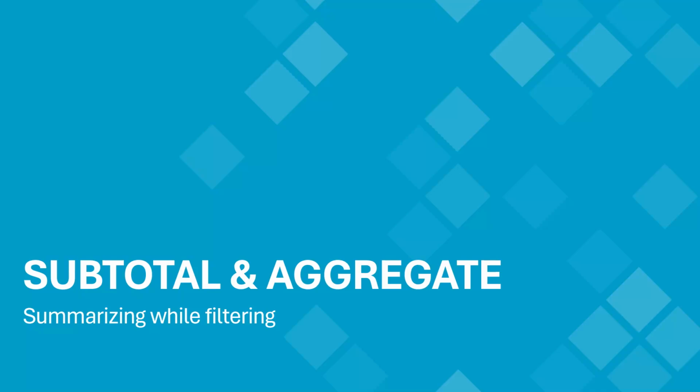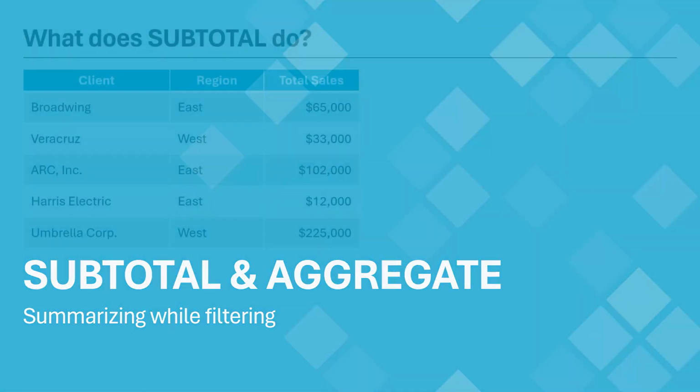When creating a dynamic workbook that you know people are going to be interacting with, it can be very valuable to replace some of your normal functions with either the subtotal function or the aggregate function. This allows you to summarize the data while somebody is filtering and interacting with the data. So let's take a look at subtotal first as our first example.